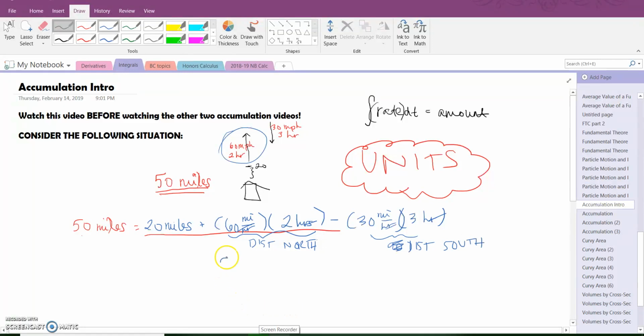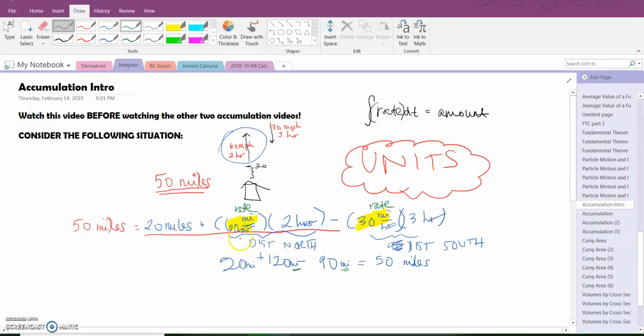All right, so I have 20 plus 120 minus 90. These are all miles. And this will give me 50 miles. So I started with rates. That is a rate, and that is a rate. And then by multiplying a rate by a time, I have turned it into just miles. I went from miles per hour to miles by multiplying by a time and canceling the hour.